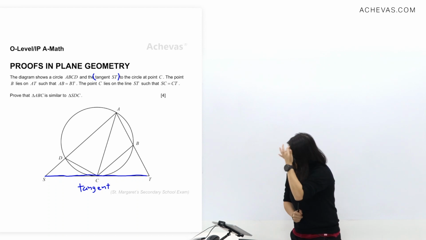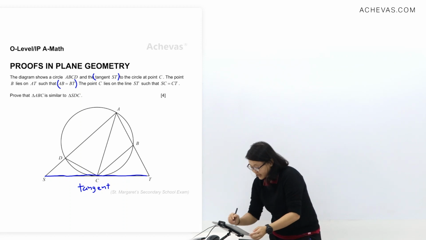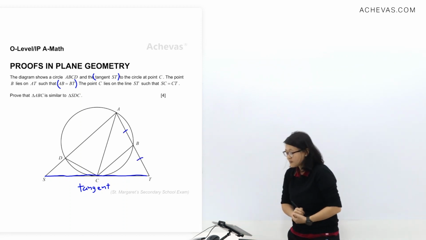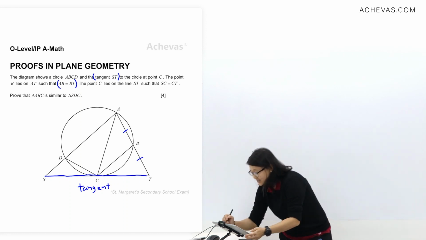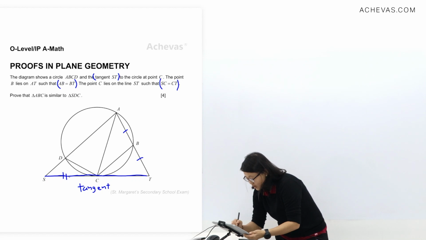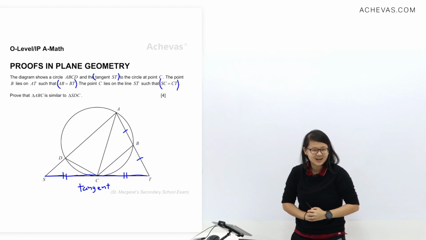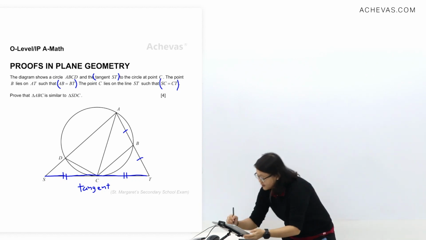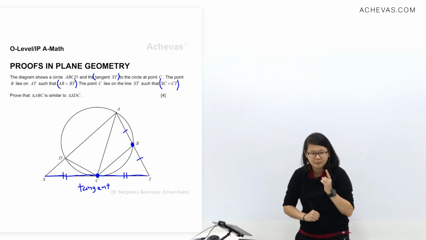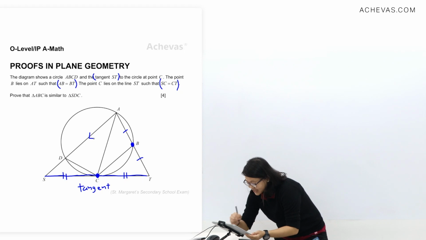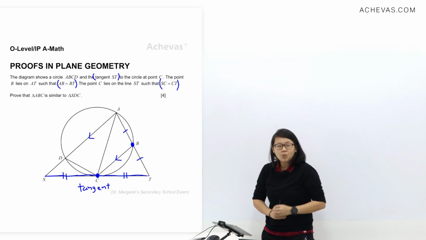Let's continue reading. The point B lies on AT such that AB equals BT. Let's put that in as well. So I know these two are equal. And the point C lies on the line ST such that SC equals CT. Let's put this in, which is this one equals this one over here. Now let's be a little bit sensitive right now because we are given two midpoints. B is a midpoint, C is also a midpoint. So we can apply the midpoint theorem, where I know that this AS line is going to be parallel to the BC line.